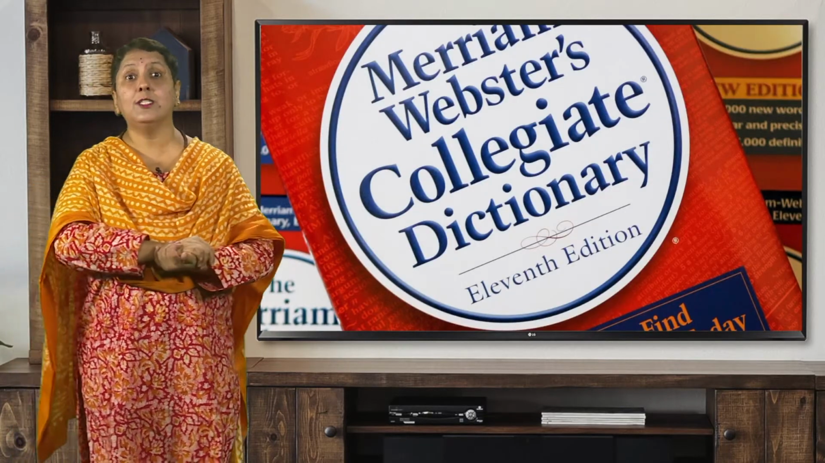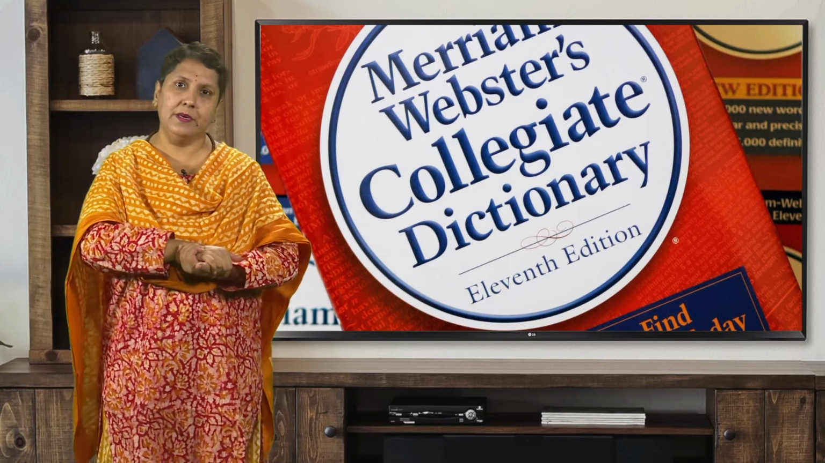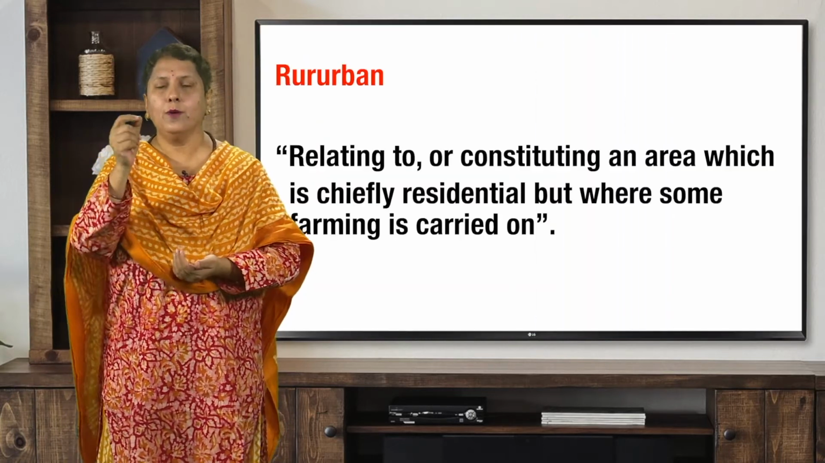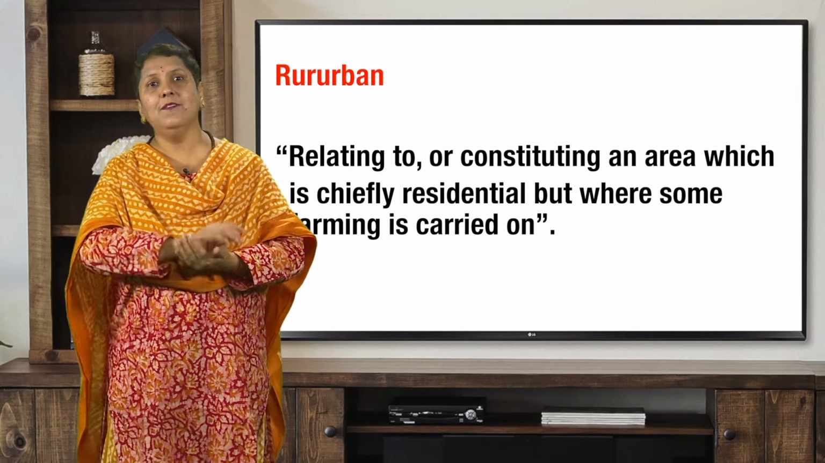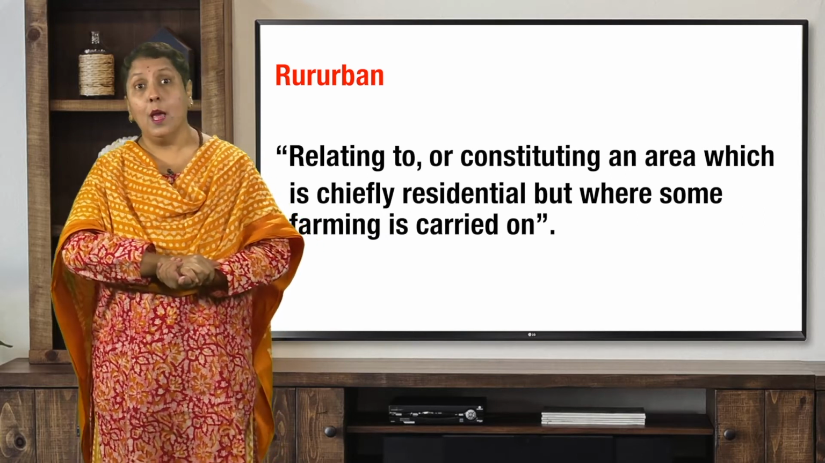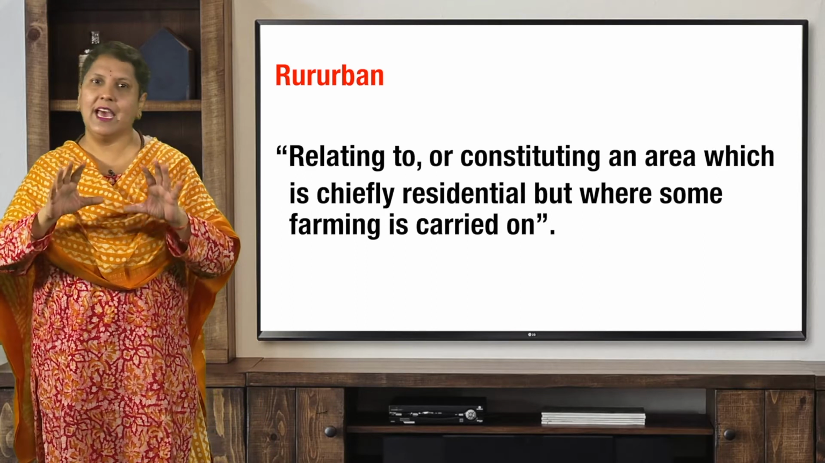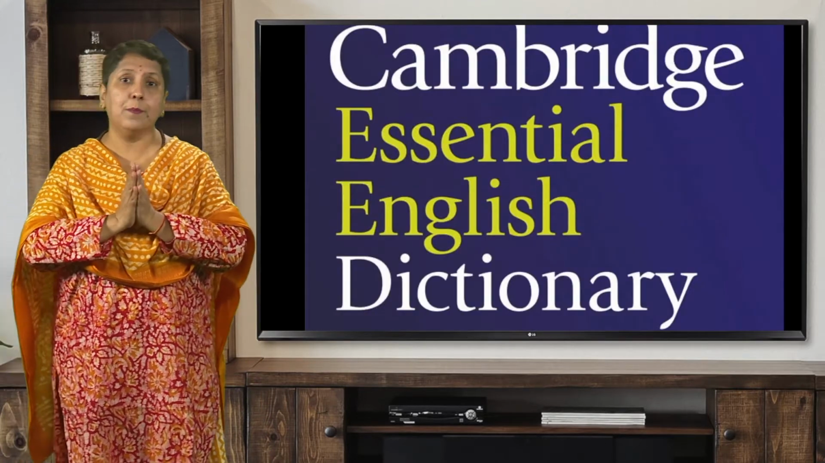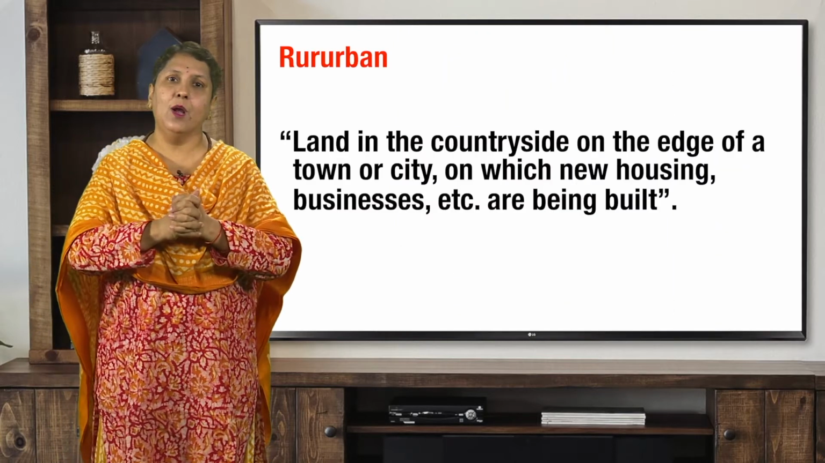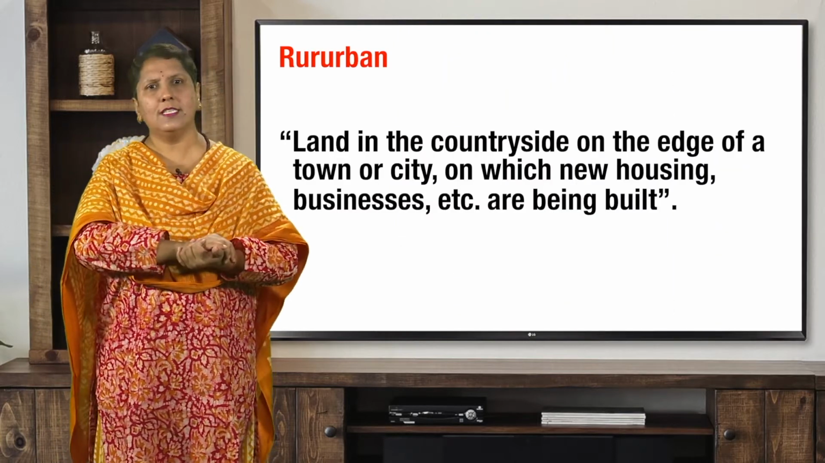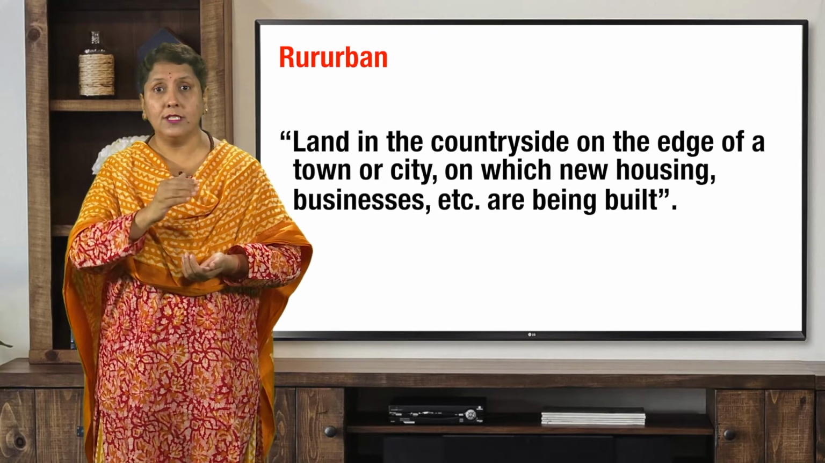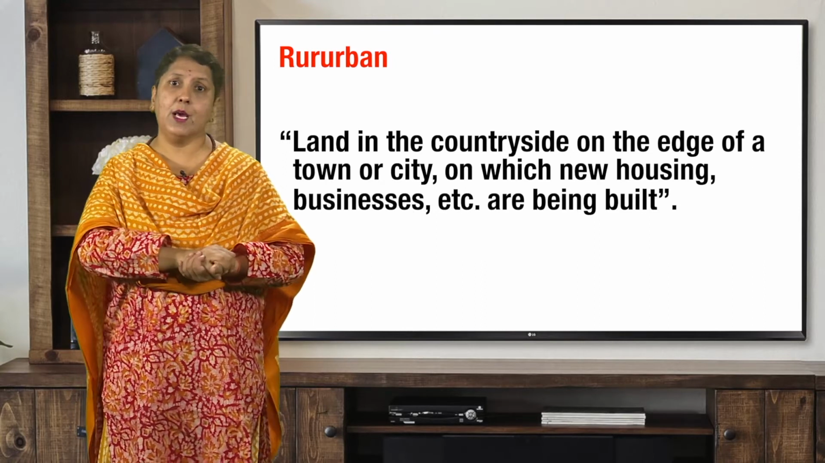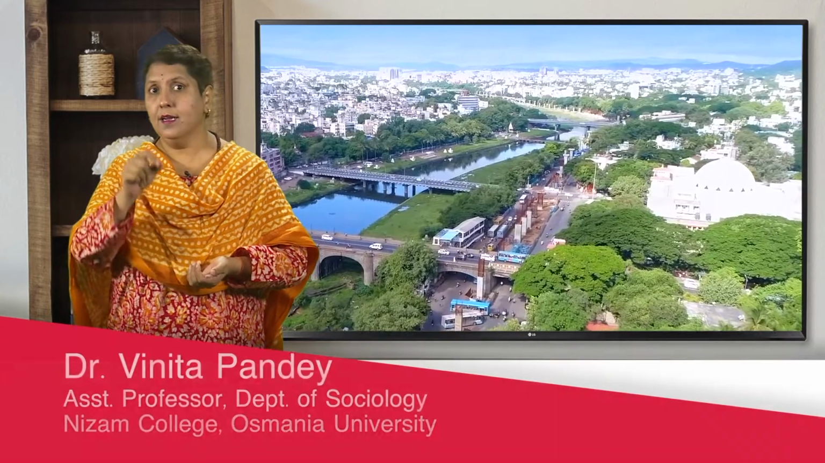Merriam-Webster dictionary also defines this concept of rurban as relating to or constituting an area which is chiefly residential but where some farming is carried on. Cambridge Dictionary uses rurban to describe land in the countryside on the edge of a town or city on which new housing, businesses, etc. are being built. Here, rurban essentially refers to a fringe area of the urban.